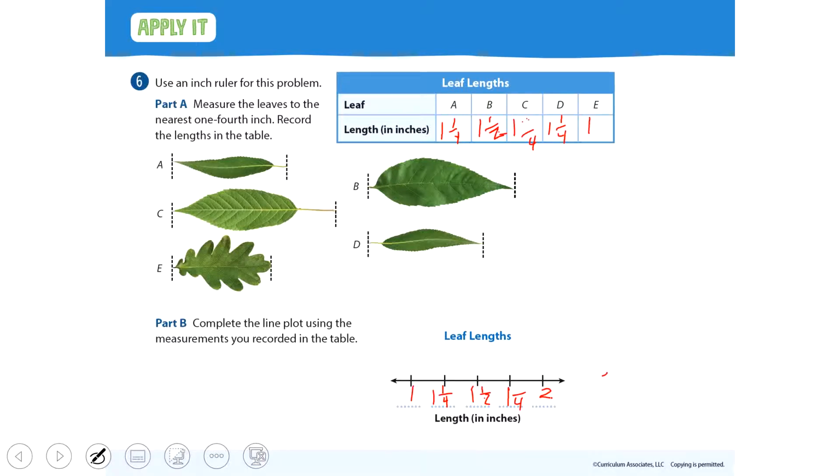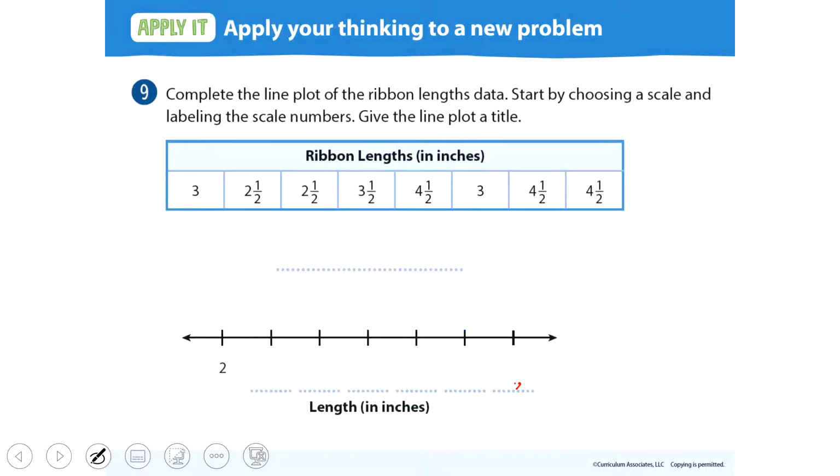And now, remember, I've got to put my X's. So if I look at 1 1/4, I've got 2 of them. So I'm going to put 2 of them there. 1 1/2, I've got 1, so I'm going to put 1 there. 1 3/4, 1 here, and 1 right there. And that's how I would do my line plot. Let's look at this one.